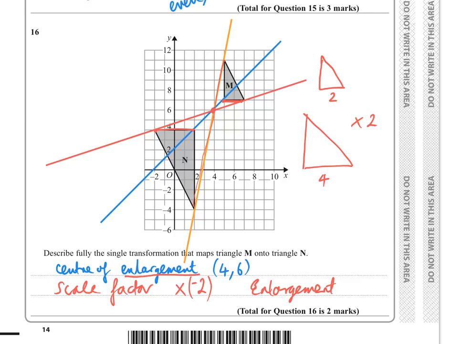I'd look at corresponding points, see where the centre of enlargement is, and then I know if I'm going through that centre of enlargement, then it's going to be negative. If I was actually going for a situation where I wasn't going through it, for example, then that would be an enlargement of a positive scale factor, and the further I went away from here, the more that scale factor of enlargement would be positive. But in this case, it's negative.